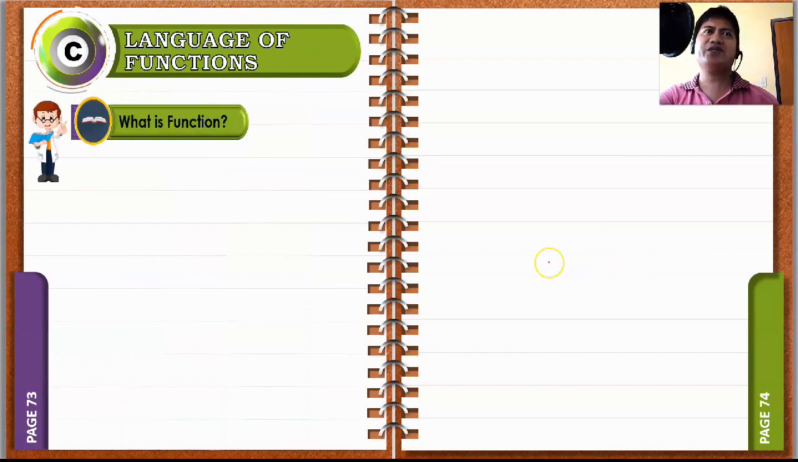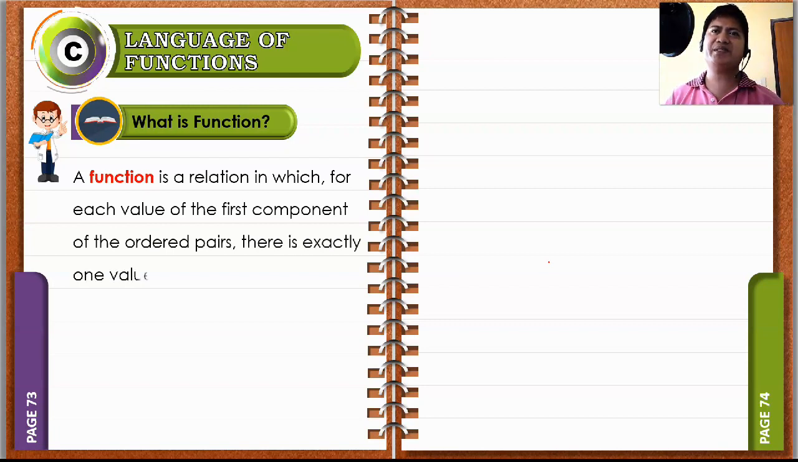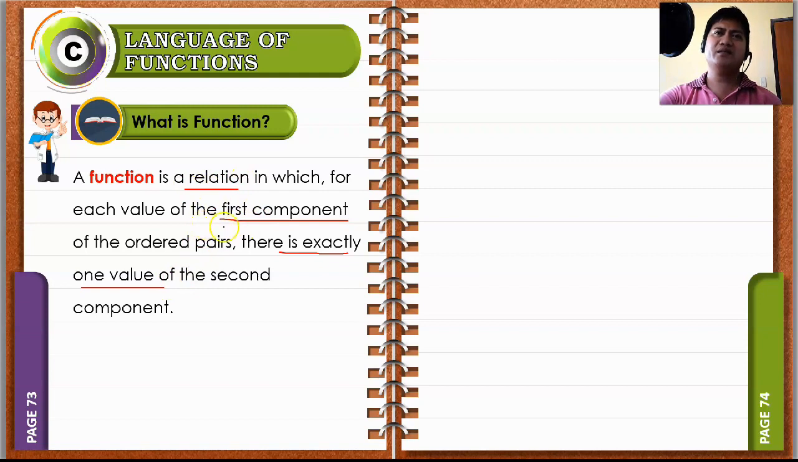So for the language of functions, what is a function? A function is a relation in which for each value of the first component of the ordered pairs, there is exactly one value of the second component. So it is very important that for each first component, there is exactly one value of the second. That is the definition of a function. It is a relation, but this is the very important part.